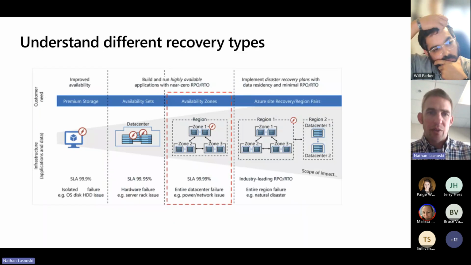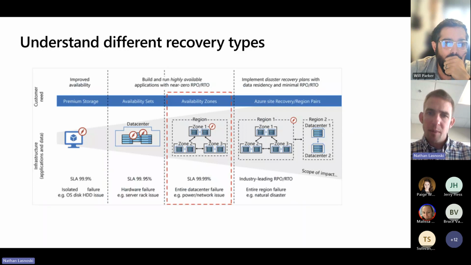Important to understand different types of recovery environments, what you are covered against, what you are not covered against. This is something that most people find out after something bad happened, rather than before. So understanding the movement between different recovery tools and where you should be using what is a conversation in and of itself.